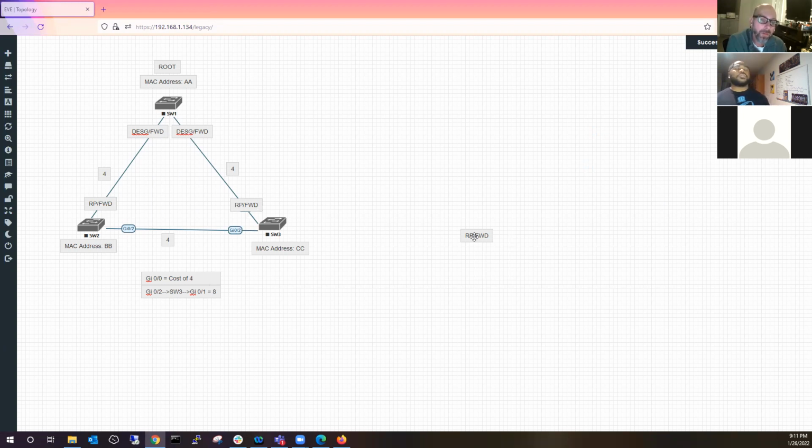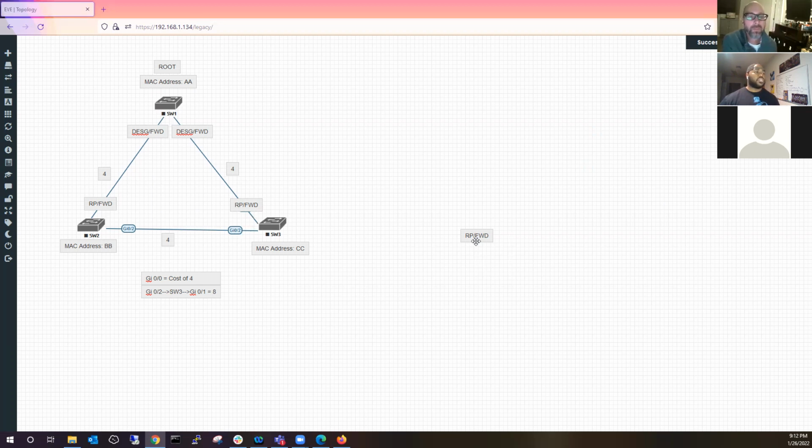So what's the first deciding factor whenever these two that are connected to each other are trying to figure out who on this link is going to be forwarding and who's going to be blocking? Yeah, so cost would be the determining factor. Okay, which cost? Cost to get to the root bridge. There we go.